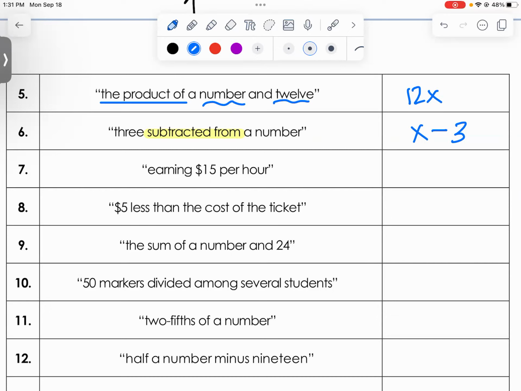Okay. Tony, how would we write $15 per hour? Tony, $15 per hour. What do you think? What did we say per was? Per day. I know. So add, subtract, multiply, or divide. Oh. Multiplication. Okay. So 15 times a number. All right. You guys are pretty awesome. I want you to try 8 through 11.